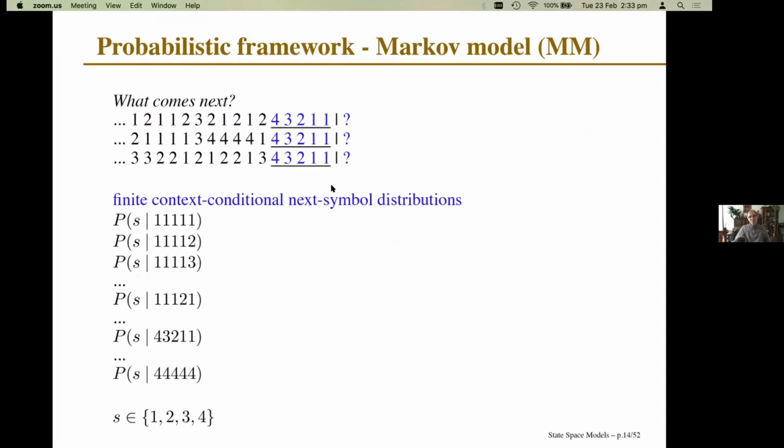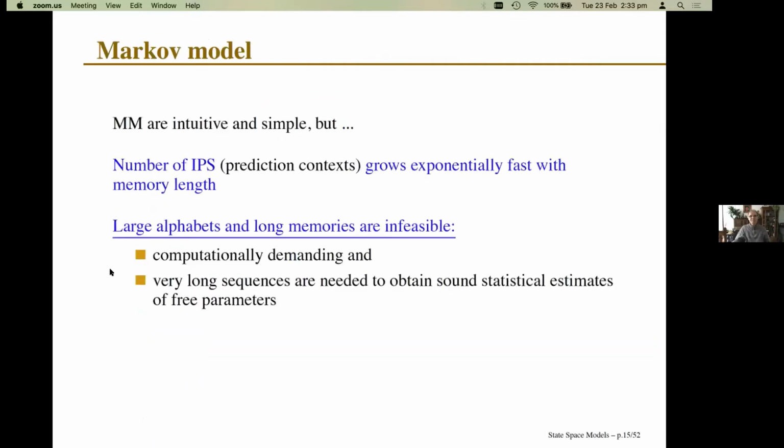And the second question is, who is going to estimate all these probabilities? Because these are all conditional probabilities you need to estimate, right? You need to build probability densities over the future symbol, given all possible contexts of length 5 you can observe. Well, there's lots of them, as we know. It's 4 to the power of 5, which is almost 1,000. That means that you need a really very long sequence in order to statistically properly estimate all these probabilities. That's not very good, right?